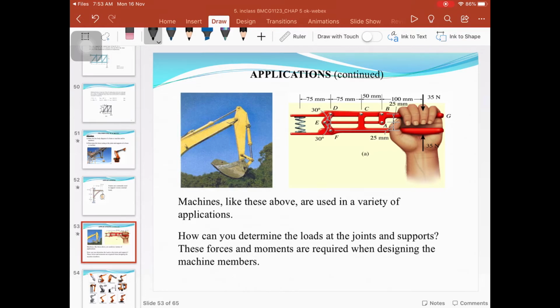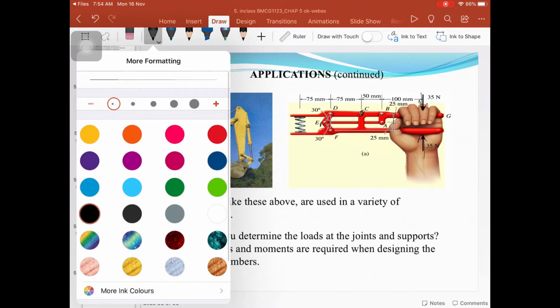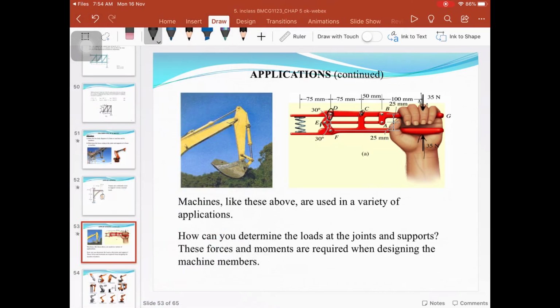How can you determine the loads at the joints and supports? These forces and moments are required when designing the machine members. So basically, when you have a load like this on a frame or machine, how do you determine the reaction at the joint here?